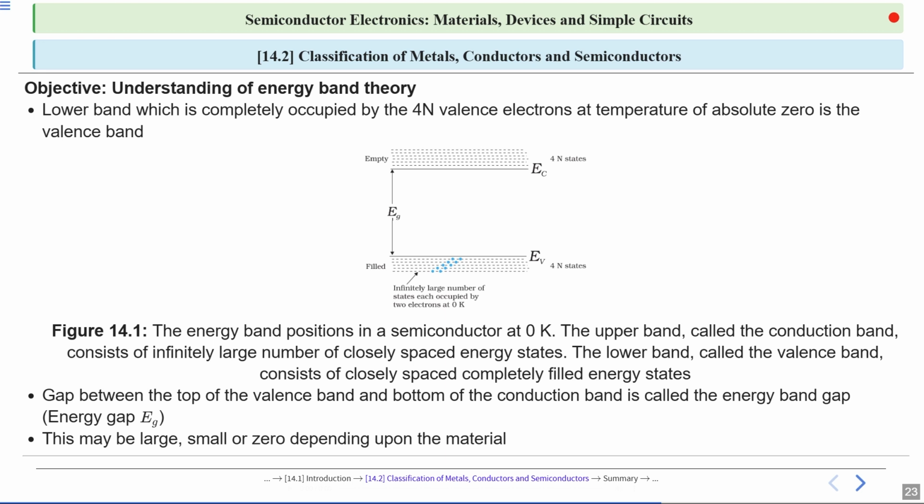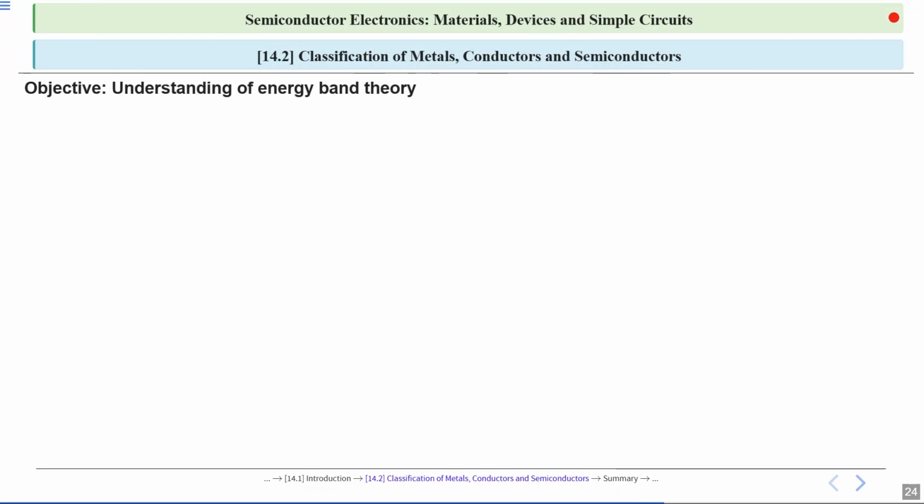The band gap is the energy difference between the valence band and conduction band in a material. This may be large, small, or zero depending upon the material. It determines how easily electrons can move, affecting conductivity.